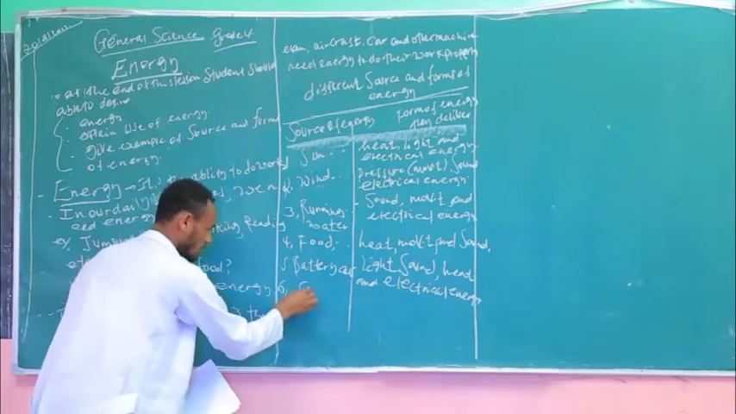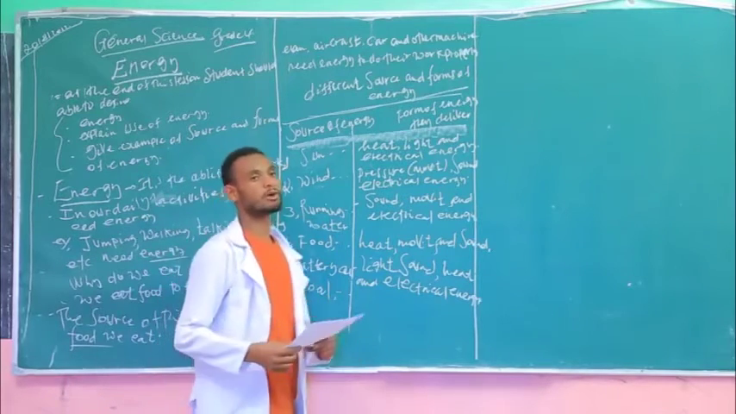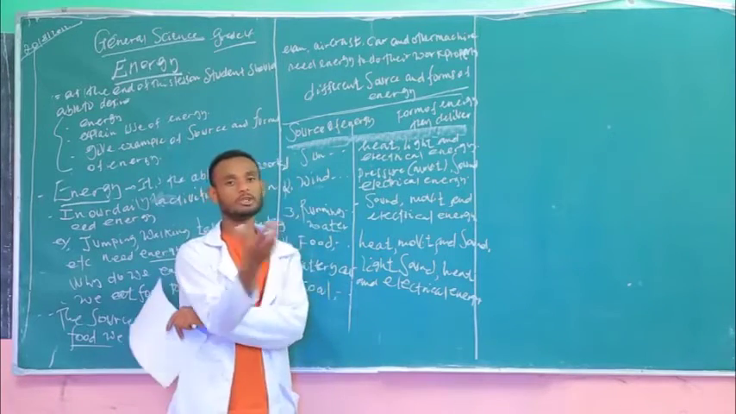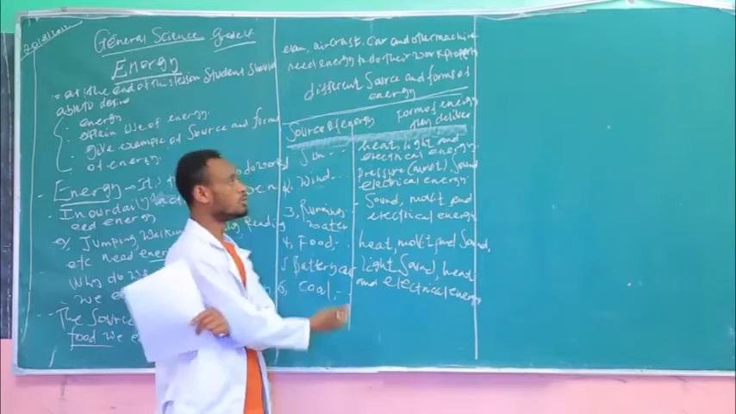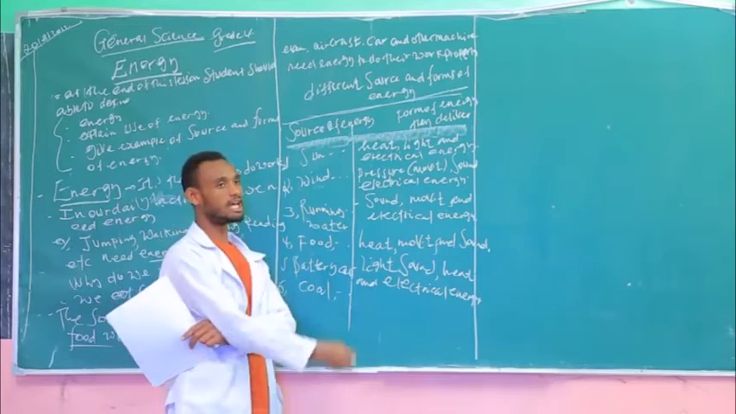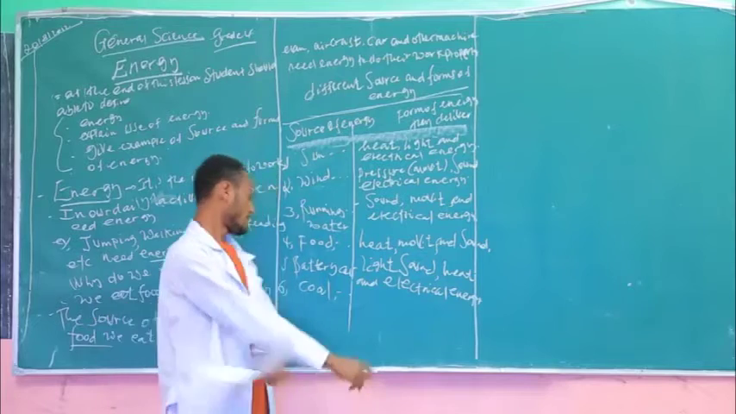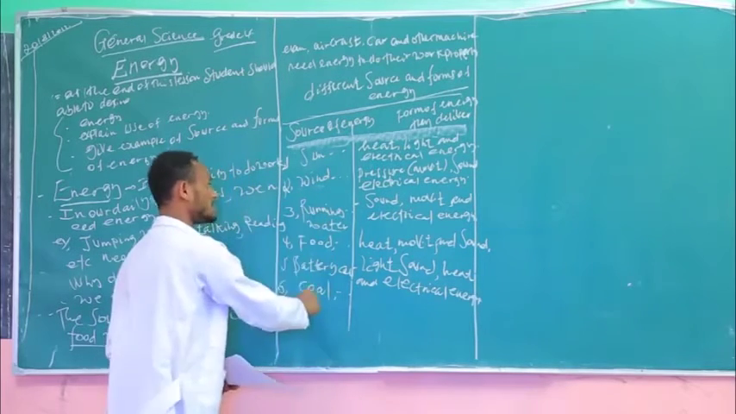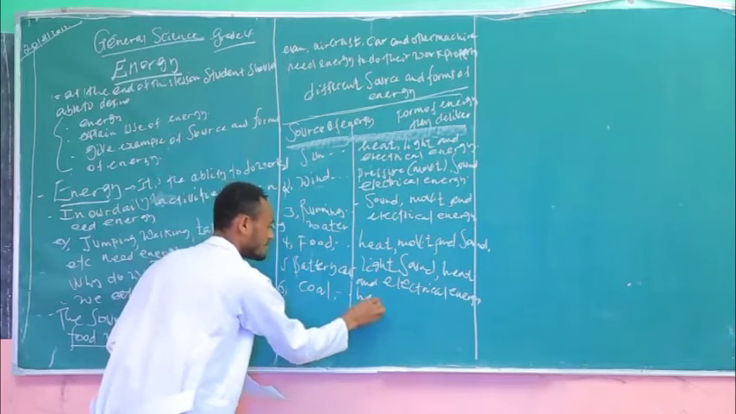The last one is coal. Do you know coal, students? What is coal? What type of energy do we get from the coals? How is energy delivered to us from the coals? Good. So the energy which is delivered from the coal is in the form of heat.